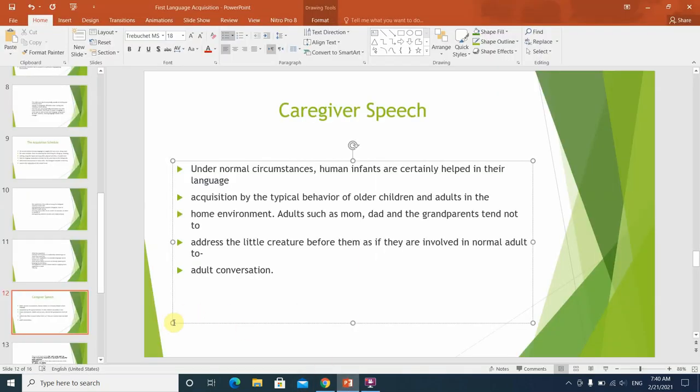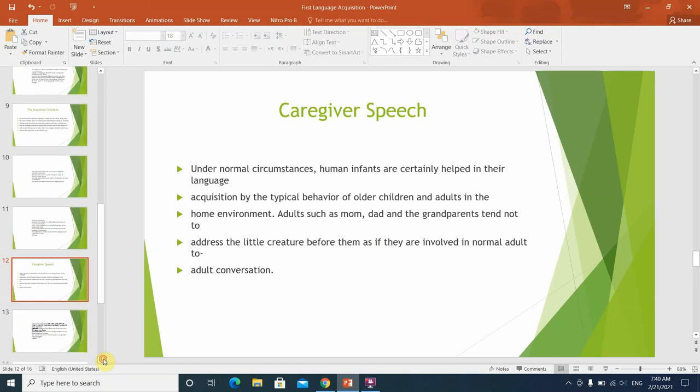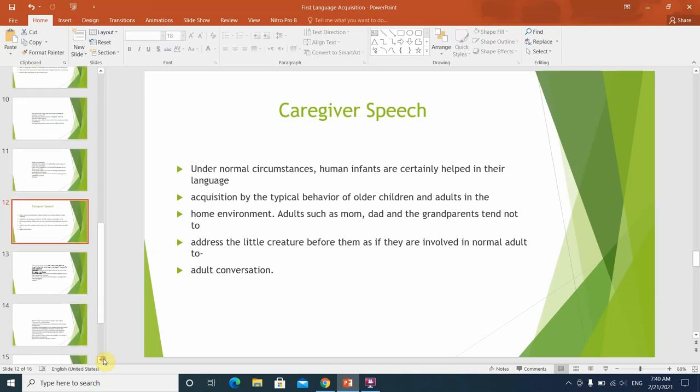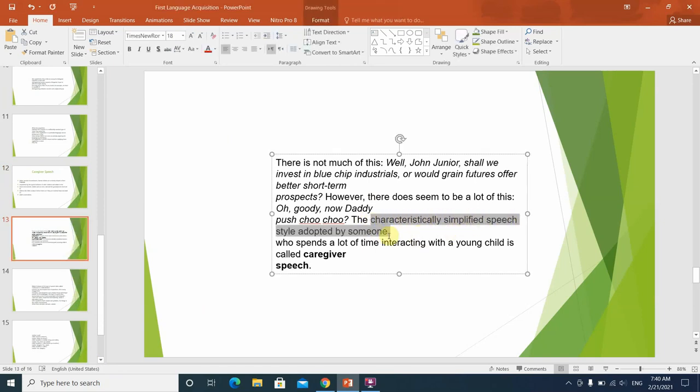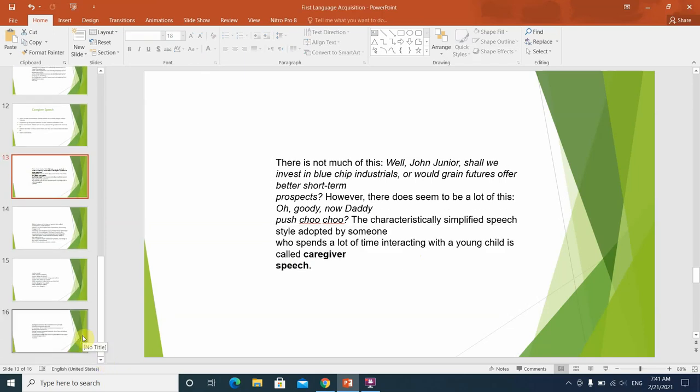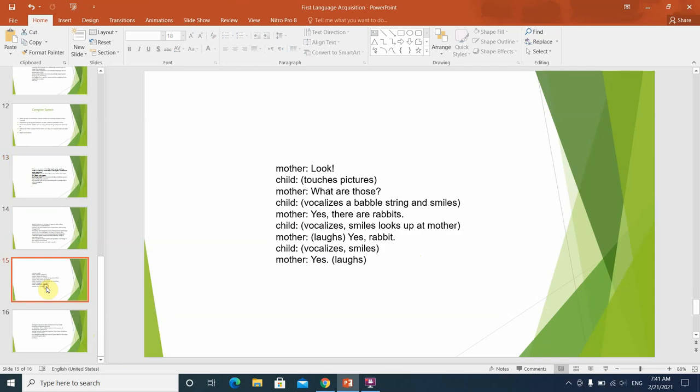It depends on the edition of the book you have. And sometimes it is called input, and so on. So it is characteristically a simplified speech style adopted by someone who spends a lot of time interacting with a young child, called caregiver speech. Okay, so this is your language when you talk to your children at home, whether they are your sons, daughters, brothers, sisters.